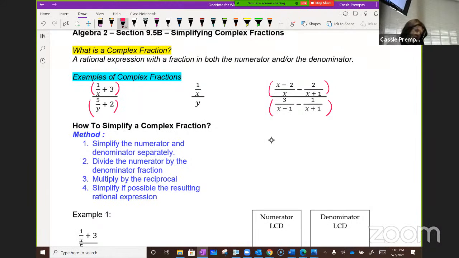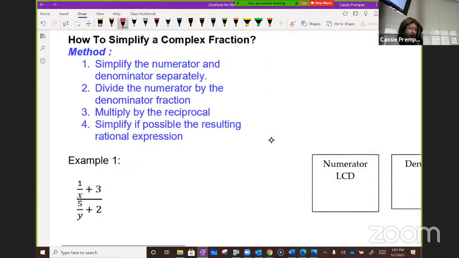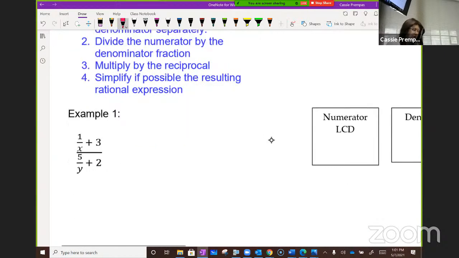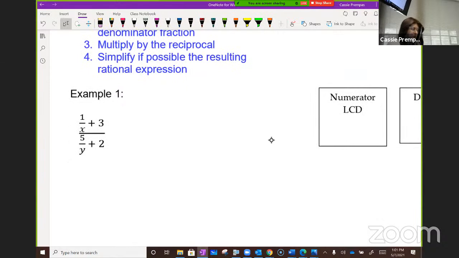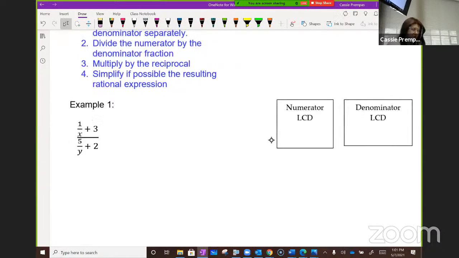So here's the method. You simplify the numerator and denominator separately, divide the numerator by the denominator fraction, multiply by the reciprocal, and simplify if possible. Sometimes it's helpful to identify the numerator, least common denominator, and the denominator, and then continue. Let's take a look at example 1.